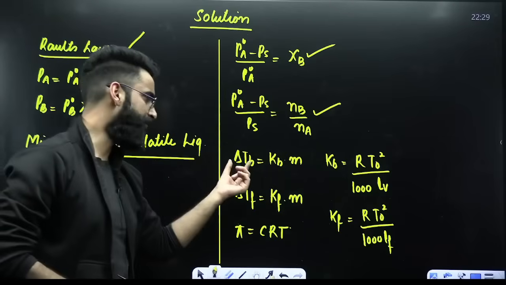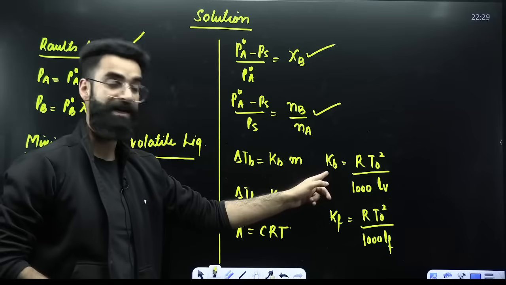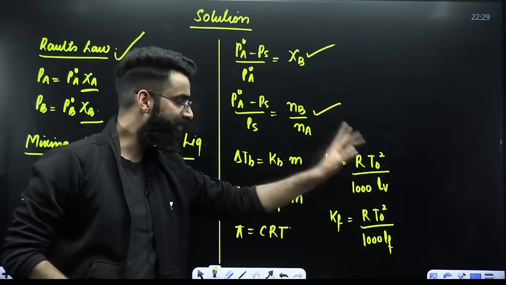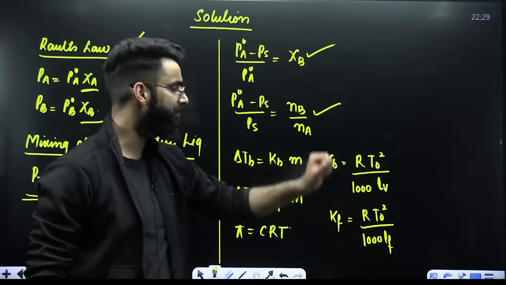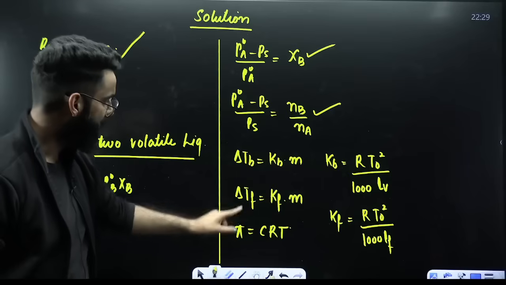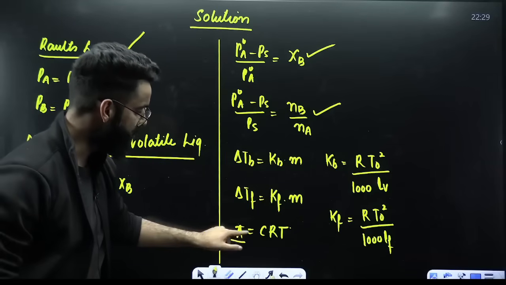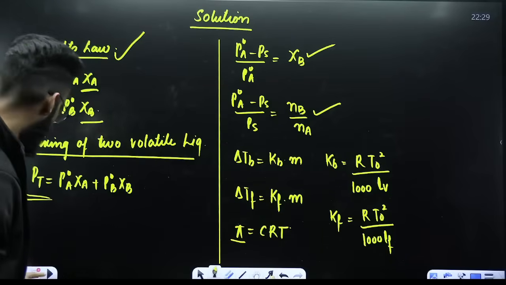Your elevation in boiling point, delta Tb is equal to Kb multiplied by molality, where Kb is what you call the molal elevation constant, whose value is R T naught square divided by 1000 Lv, where Lv over here is the latent heat of vaporization, and T naught is something which you call the boiling point of the solvent here. Depression in freezing point is equal to Kf multiplied by m. Pi, your osmotic pressure, is nothing but CRT, where C is the concentration or molarity of the solution, right?